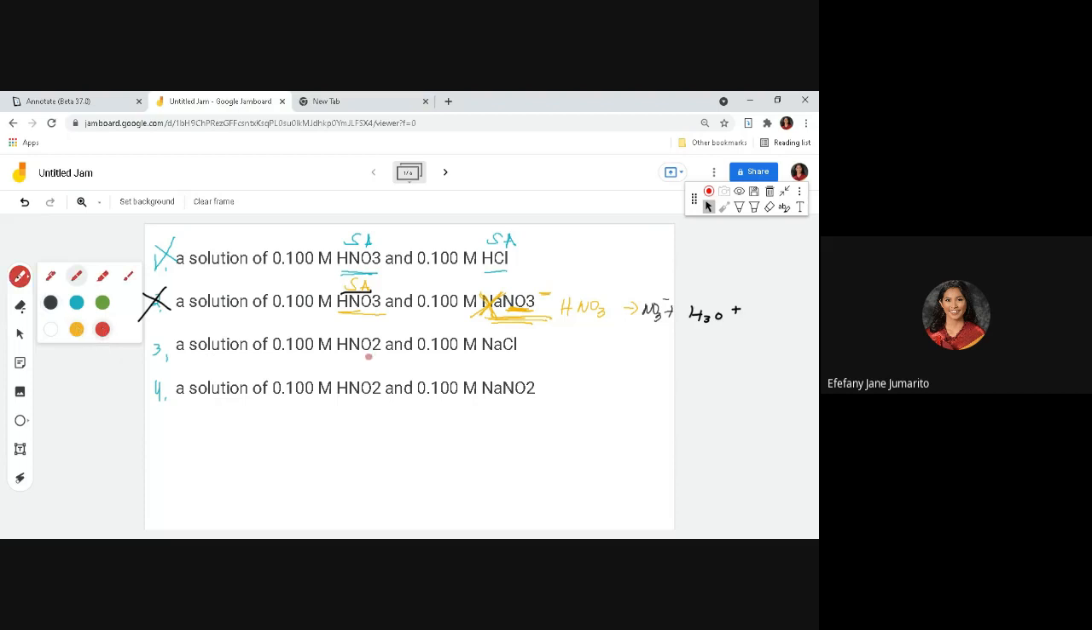HNO2, is it a strong acid or weak acid? Weak acid. Yes, weak. Weak acid. Then we have NaOH. Strong base. Na siya OH. Di ba? Basta base. When you say base, na siya OH.